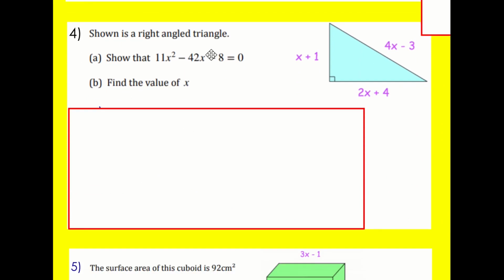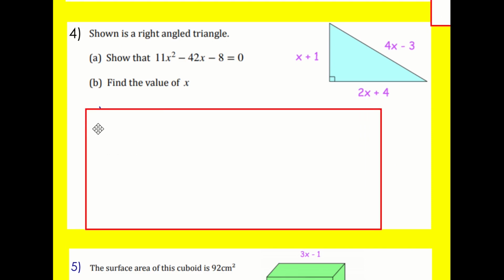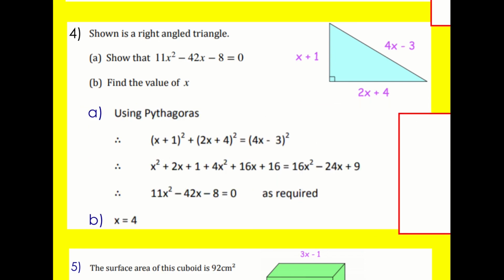Back to right-angled triangles. Can you show that's true and then find the value of x? This is Pythagoras' theorem, but this time with a 2x plus 4 and a 4x minus 3 in there. Yeah, you've got a fair bit of manipulating to do. You'll get 11x squared minus 42x minus 8 equals 0, as you need to, and then you'll factorize that. They've not done the factorization. Let's just have a go.